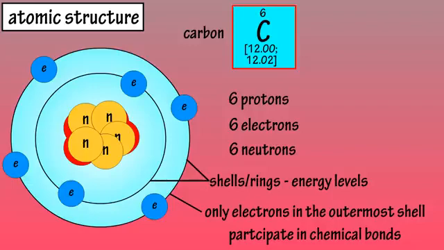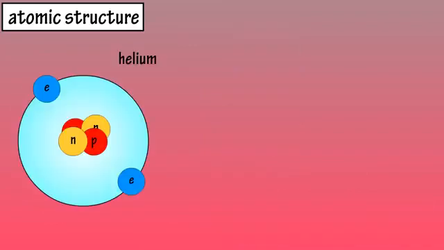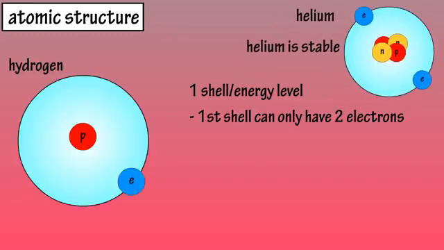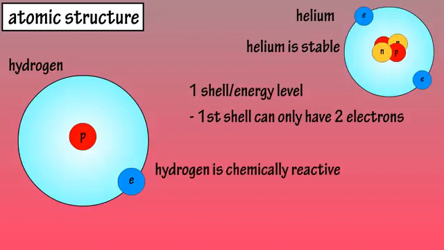In atoms with only one energy level or shell, 2 electrons are required for stability. If we look at helium, which has only one shell or energy level, we see that it is full because it contains 2 electrons. So helium is stable, and there is no naturally occurring compound containing helium. Hydrogen, which also has only one ring or shell, possesses only 1 electron in its shell, so it's chemically reactive.